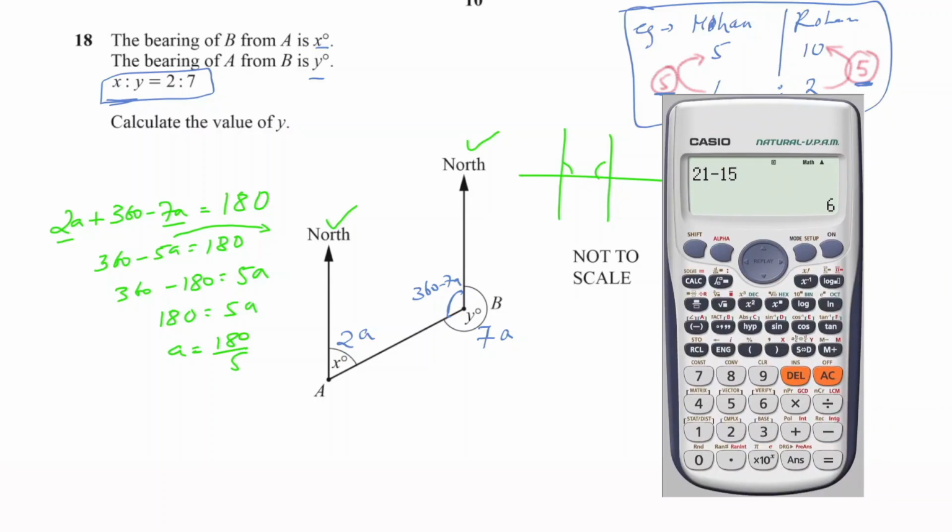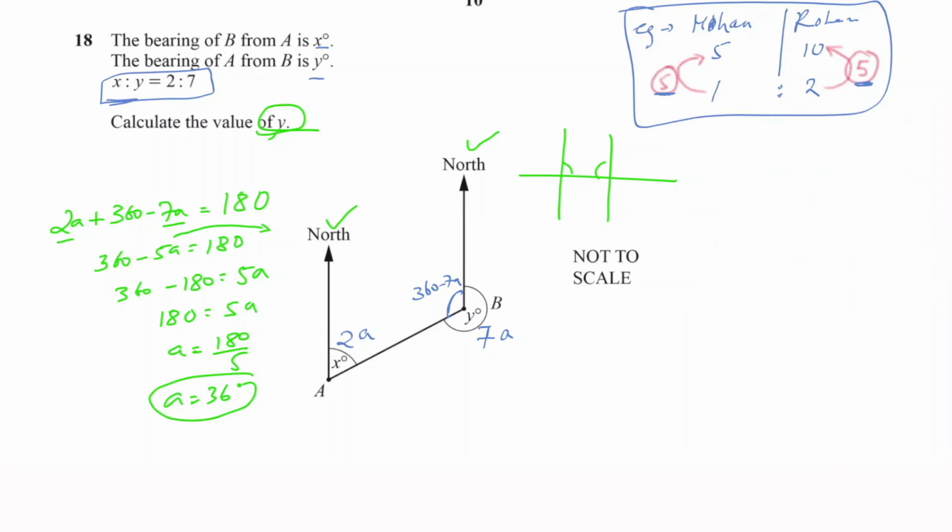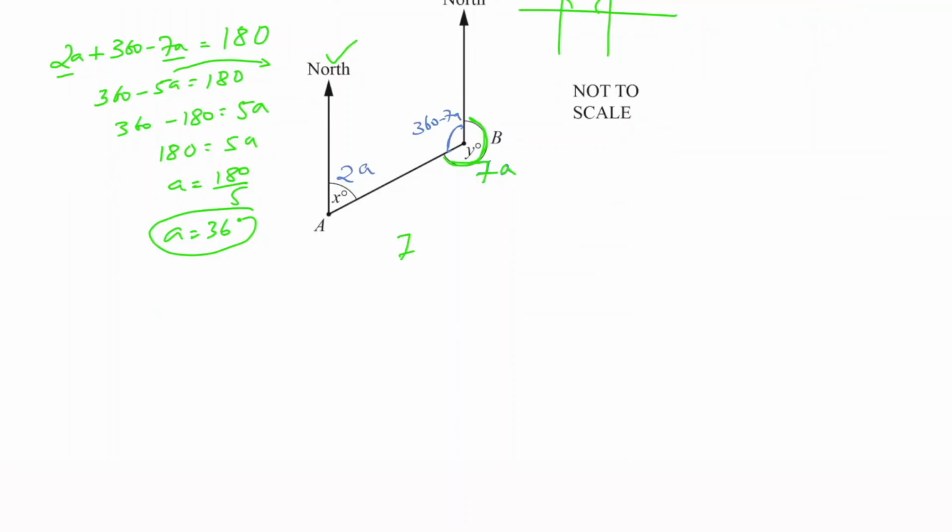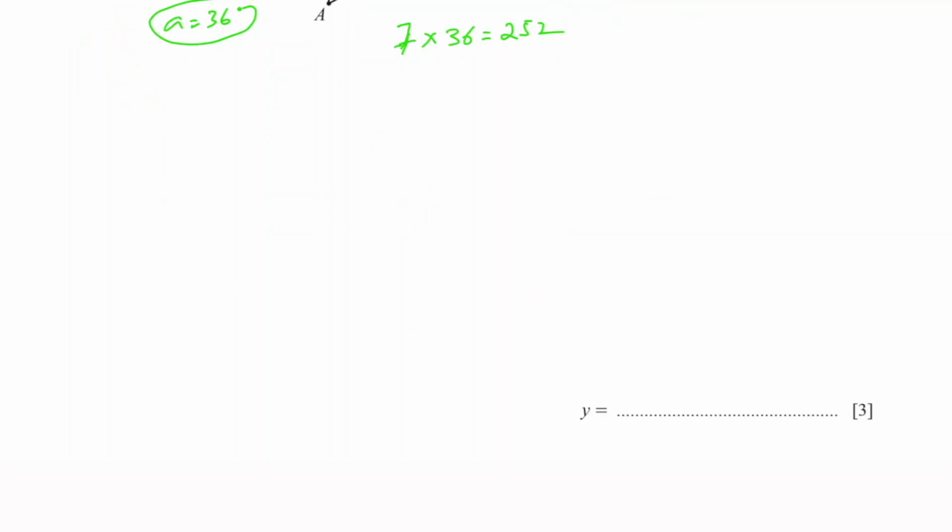So if I use my calculator to divide 180 by 5, that gives me 36. So angle A will be equal to 36 degrees. Now we have to find the value of y. So y will be equal to what? 36 times 7, because that's what the angle y is. Angle y is 7 times a. So a is 36, and 7 times 36 equals 252. That's our final answer, 252.